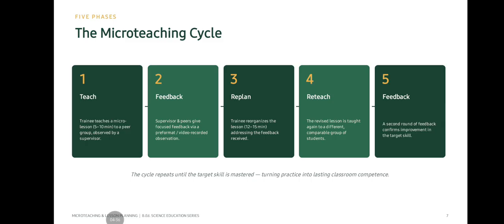The micro teaching cycle is: first, teach. The trainee teaches a micro lesson to a peer group observed by a supervisor, that is of 5 to 10 minutes. Second is feedback. Supervisors and peers give focused feedback via a video recorder or pre-formatted observation. Third, replan. The trainee reorganizes the lesson in 12 to 15 minutes, addressing the feedback received. Fourth is reteach. The revised lesson is taught again to a different comparable group of students. Fifth and last is feedback. A second round of feedback confirms improvement in the target skill.